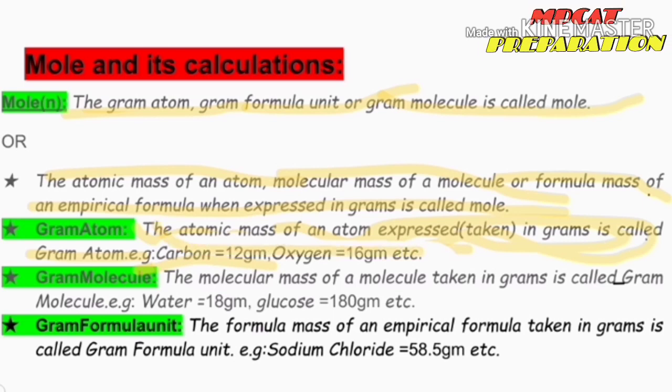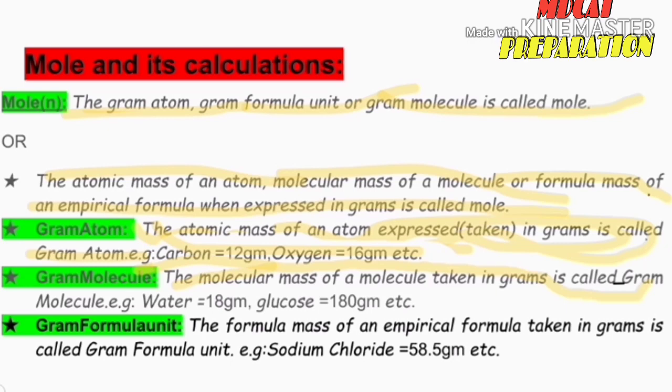Now we move onward toward the gram molecule. The molecular mass of a molecule expressed or taken in gram is called a gram molecule. For example, water has 18 AMU molecular mass. When it is expressed in gram, then that is called a gram molecule of water. So water has 18 gram and glucose has 180 gram, etc.